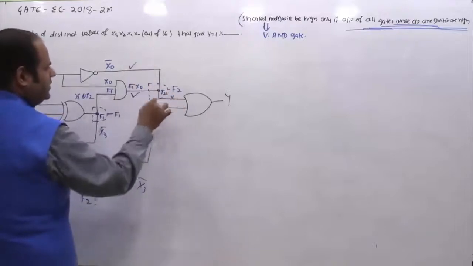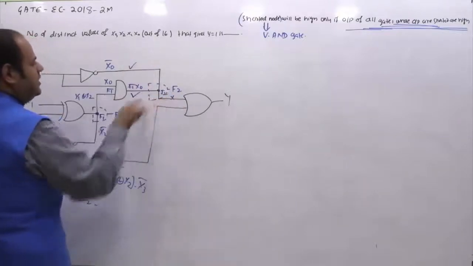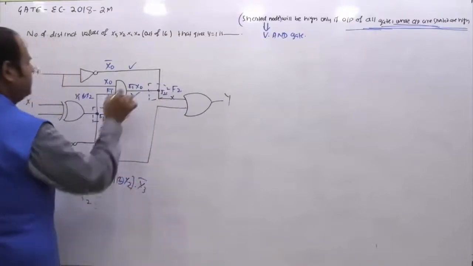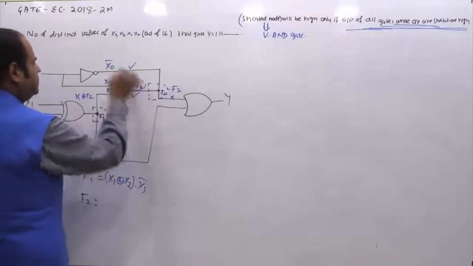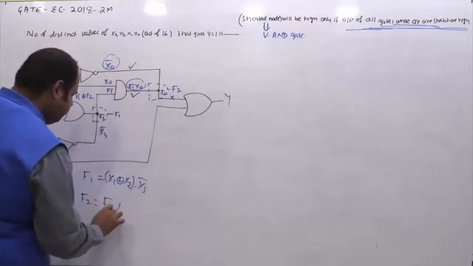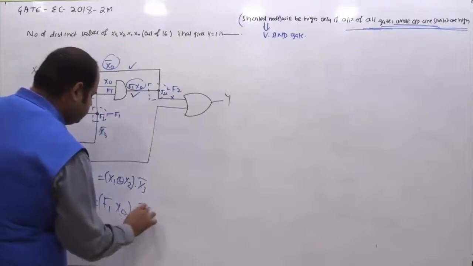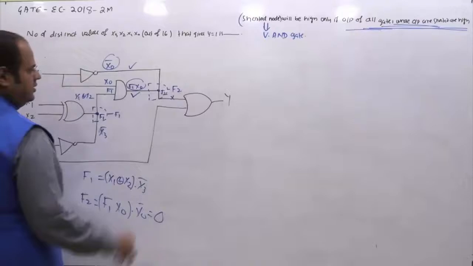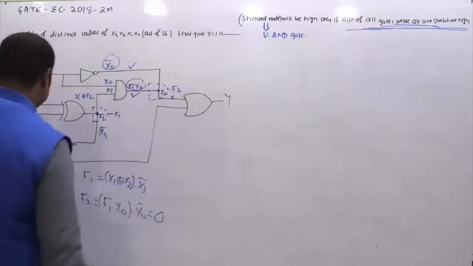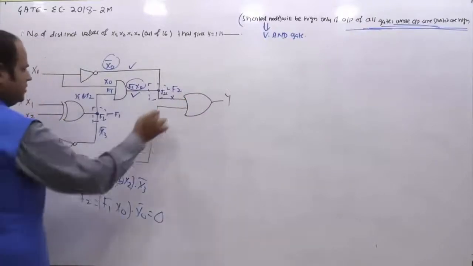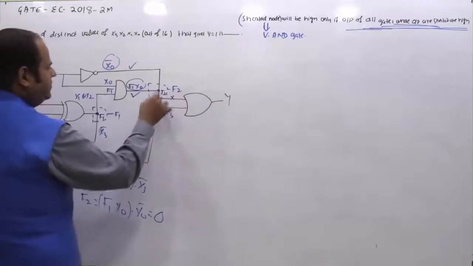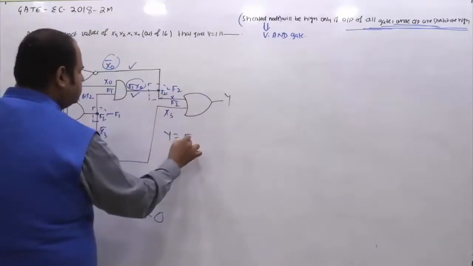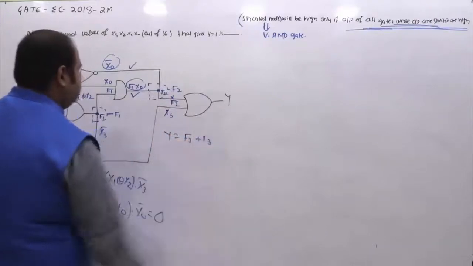We should not think about this segment because this segment is not representing the output of any gate. So your F2 is equal to the AND combination of what? This and this. So you get X0 ANDed with X0 bar. X0 and X0 bar means this is equivalent to 0. Finally, with respect to this OR gate, if this is X3, so this is also X3. And if this is F2, so this is also F2. So what is your Y? Y is equal to F2 plus X3.